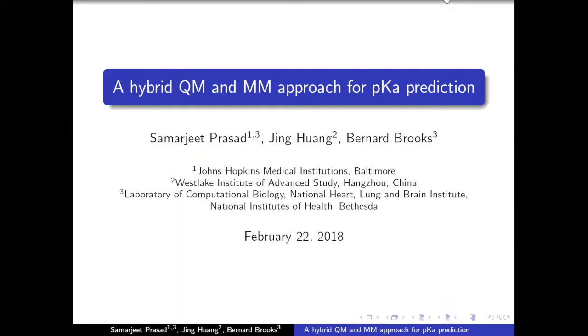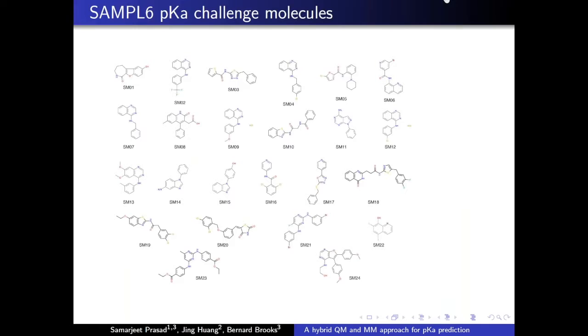Hi everyone, I'm Samarjeet. I'm a graduate student at Johns Hopkins University, and I'm also a joint graduate student at NIH. I work with Dr. Bernie Brooks, and in this submission for the PK prediction challenge, we did a hybrid QM and MM approach for predicting the PK of these 24 molecules that we were given.